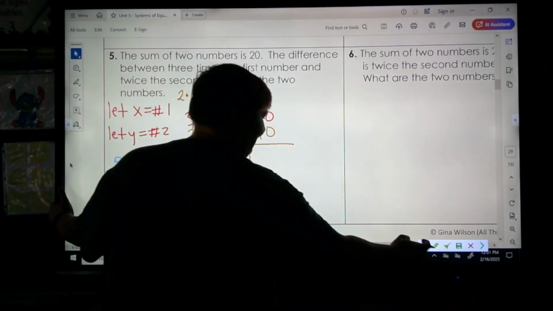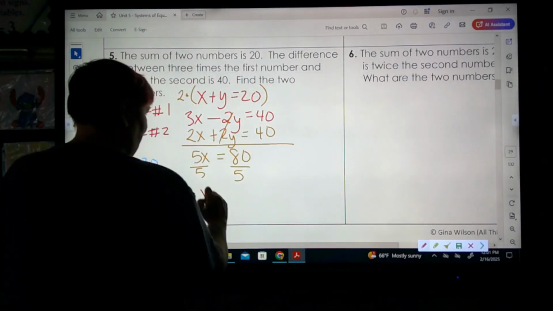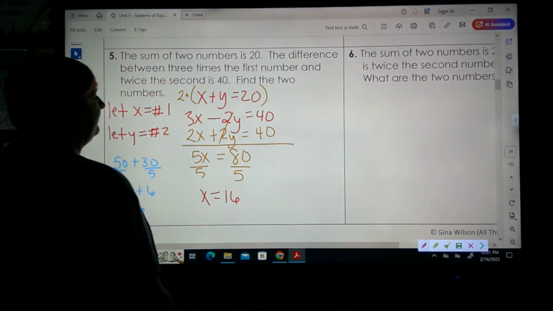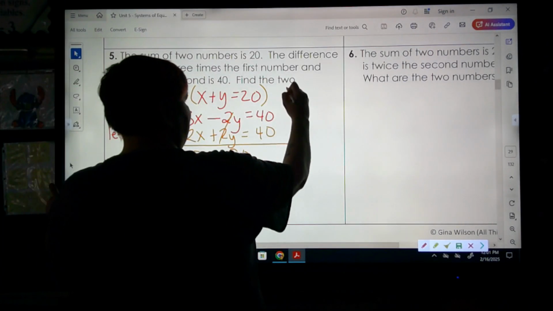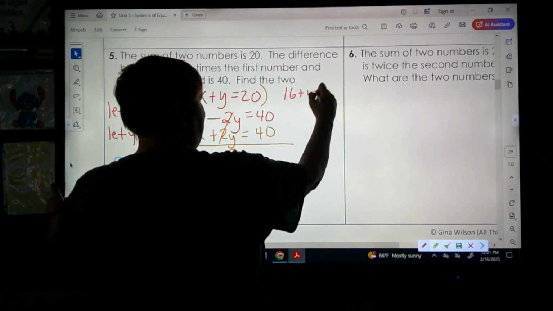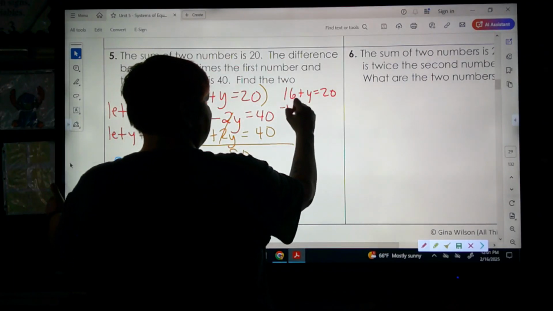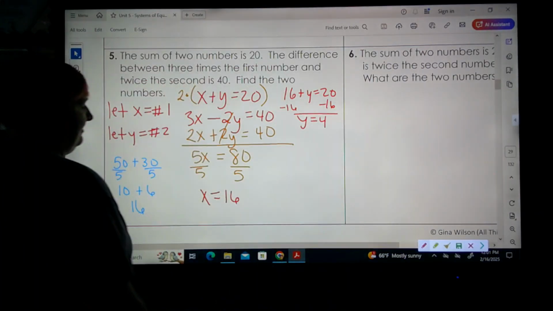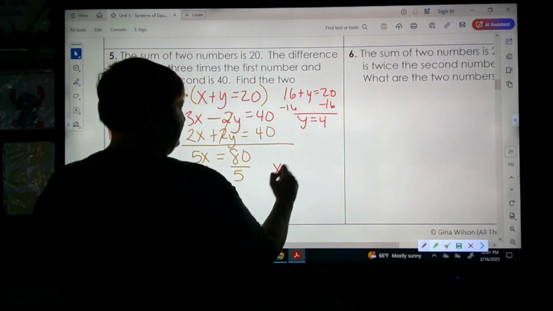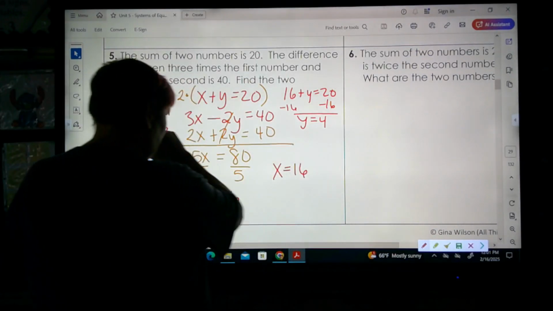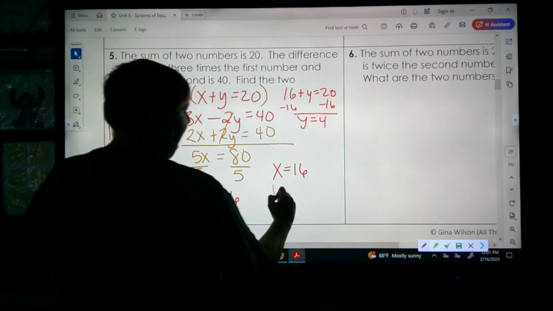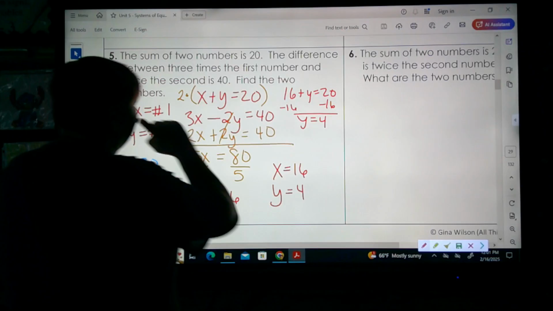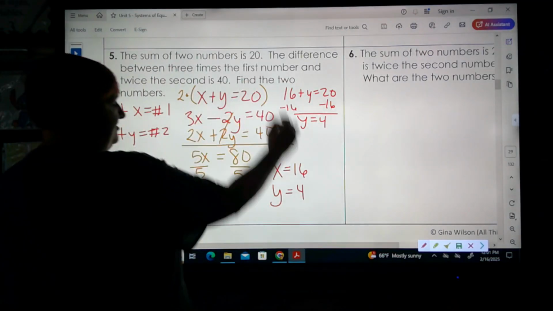Alright, so x equals 16. So 16 plus y equals 20. Minus 16 on both sides, y equals 4. So we're saying that x is 16, our first number is 16, and our second number is 4. The sum of the two numbers is 20.